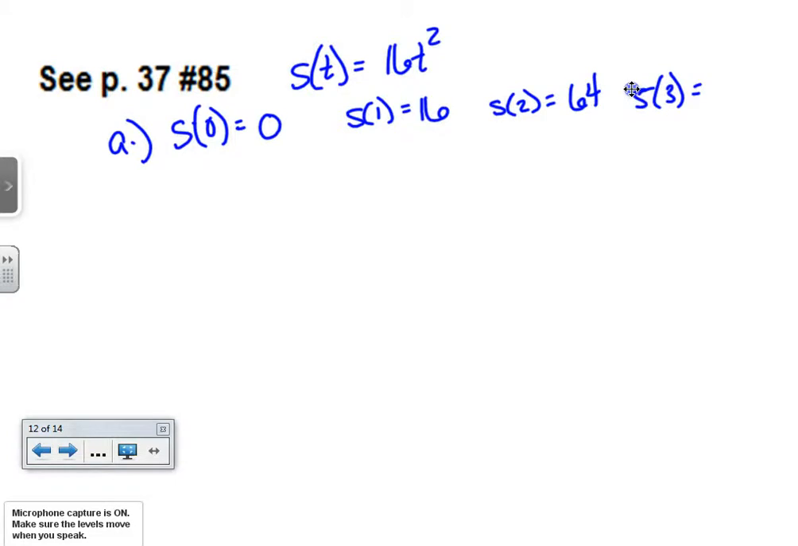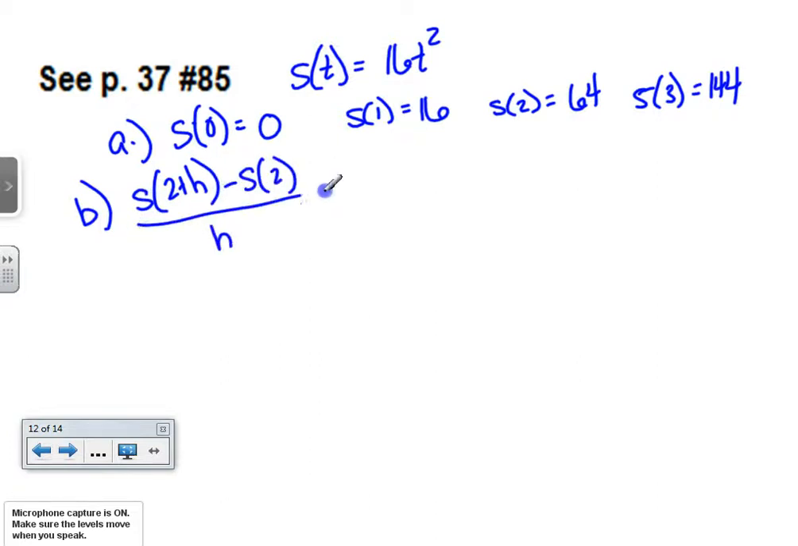Plugging in a 3, 16 times 9 is 144. So that's the amount of distance that your object has fallen, assuming it hasn't hit the ground yet. Now, part B says, find and simplify s of 2 plus h minus s of 2, all over h.